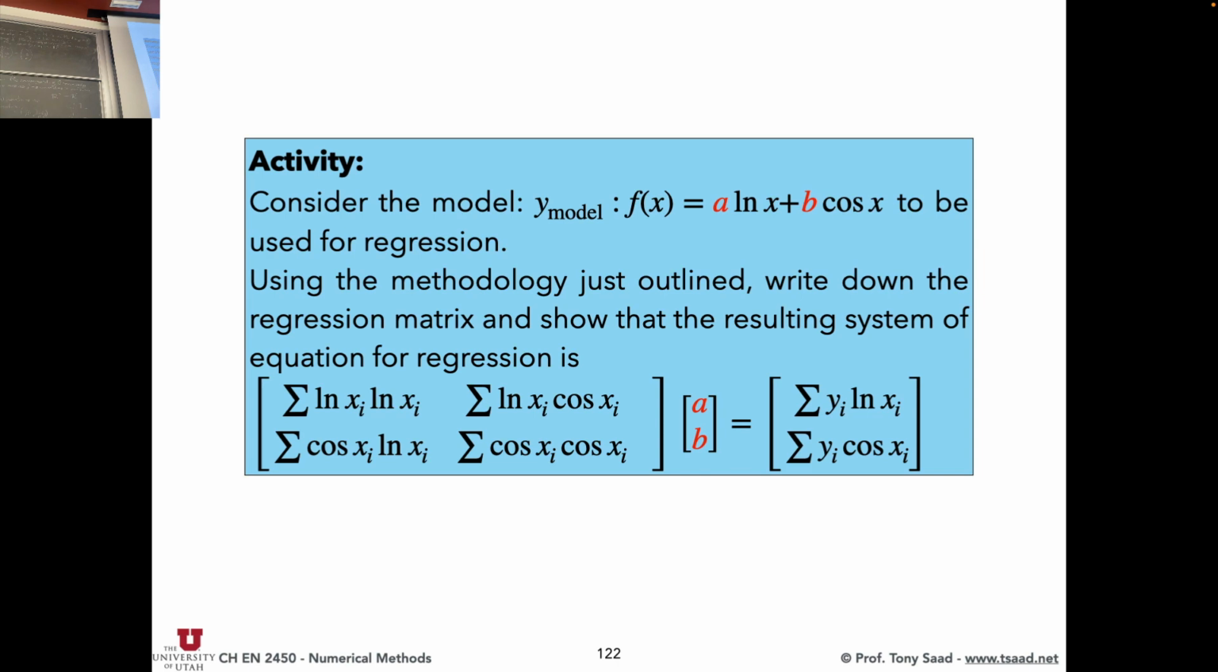It was annoying. Now try to derive this again, this model, a log x plus b cosine x, using this regression matrix A. Okay, so write down your basis functions, build the matrix A, multiply by the transpose, and you're done. You got the normal equations.